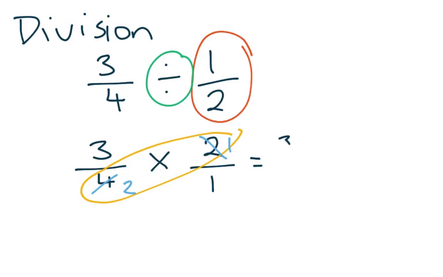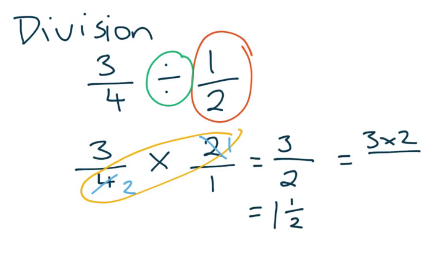So we get 3 times 1 is 3 over 2 times 1, which is 2, which of course becomes 1.5. Now, had you not done the cross multiplication, you would have got 3 times 2 over 4 times 1, which gives you 6 over 4, which is also 1.5.